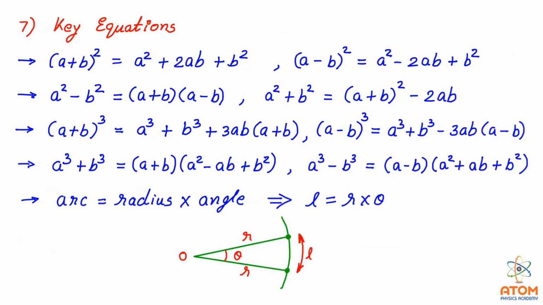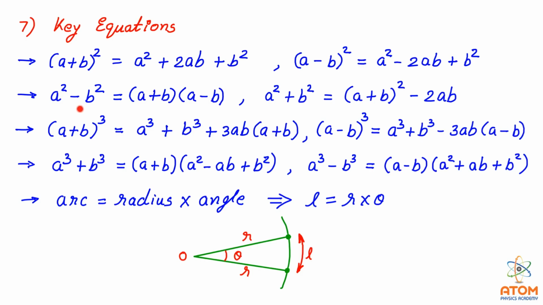Now seventh, let us see some key equations. These are the equations you might have already used, but here it is for a reminding purpose because this will be very much useful in many numericals of physics. First is a plus b whole square is a square plus 2ab plus b square. The same way a minus b whole square is a square minus 2ab plus b square.